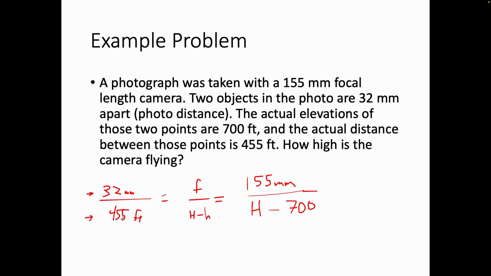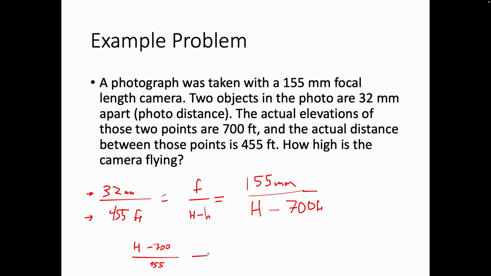So we can take this ratio and this ratio, rearrange, and solve for what H would be. How do we do the rearrangement? Well, we cross multiply: we take this, put it up here, take 32, put it down there, and that gives us H minus 700 divided by 455. Now our units cancel out, so that's good. We've got feet over feet. This is 700 feet, by the way.